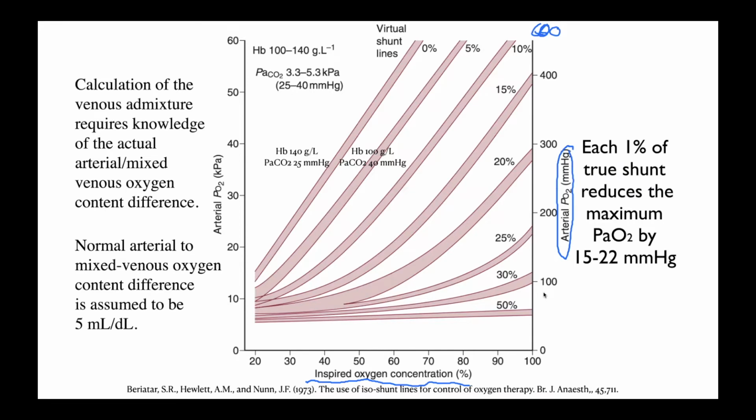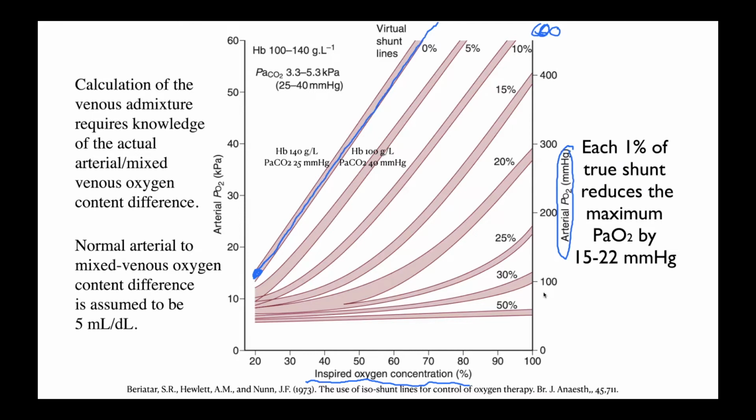So 0 to 100. And when you've got 0% shunt, all right, when you're breathing on FiO2 of 0.21, you're going to sit at about 100 millimeters of mercury. Okay, and all you need to do for a 0% shunt is draw it all the way up, a straight line up to 600.